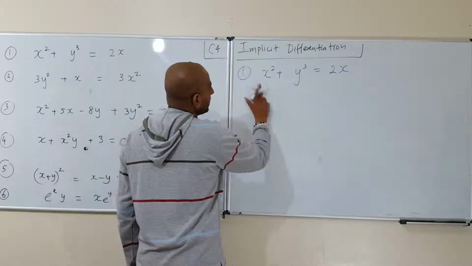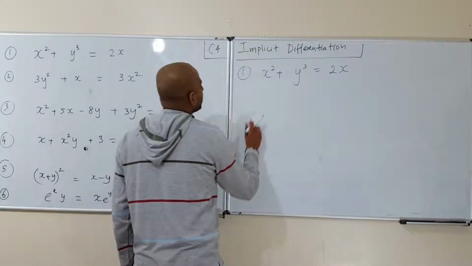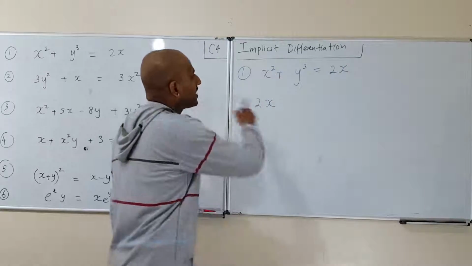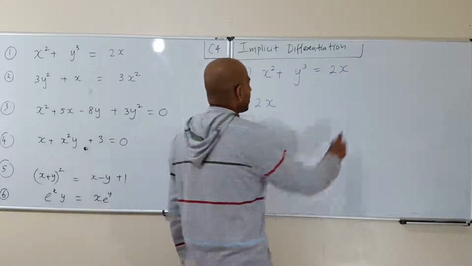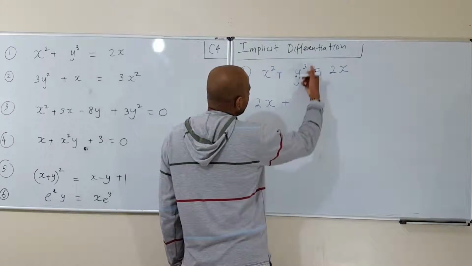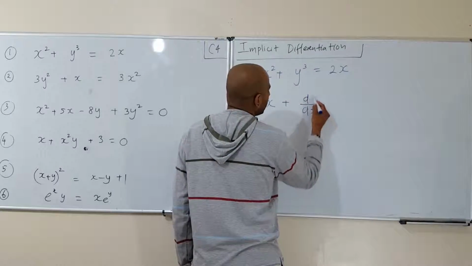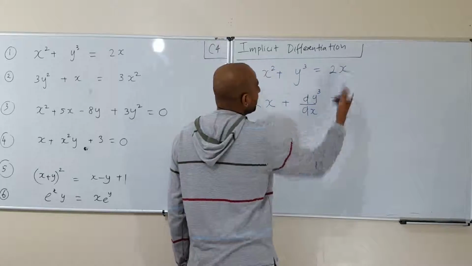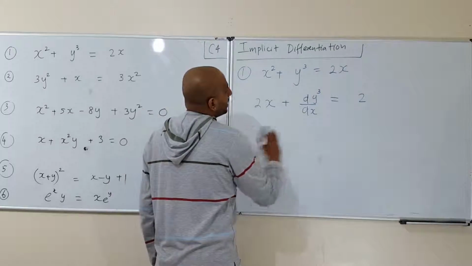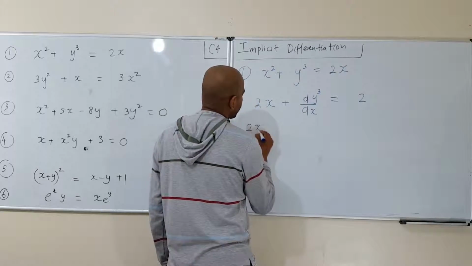Now we're trying to differentiate each of these terms. If you differentiate this, you're going to get 2x. The differential of x squared is 2x, because you're differentiating in terms of x, all of them. So step 1, differentiating in terms of x, all of them. Now we differentiate this one in terms of x. Differentiating that one is going to give us 2.